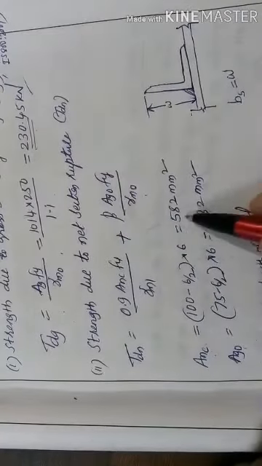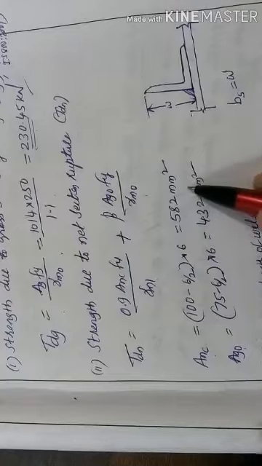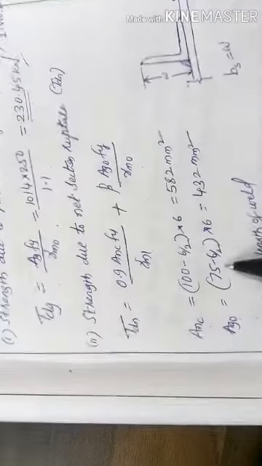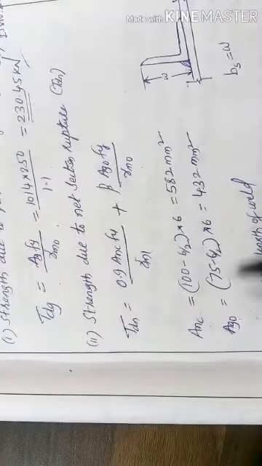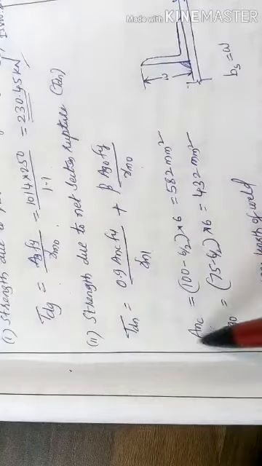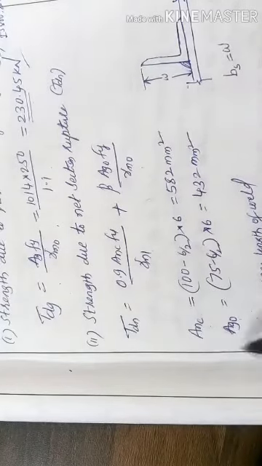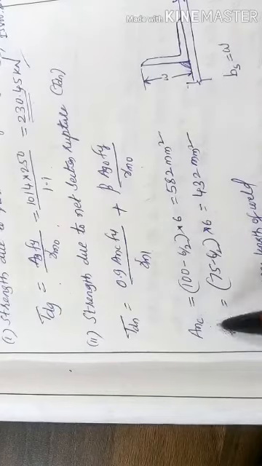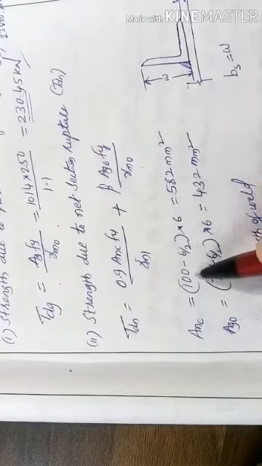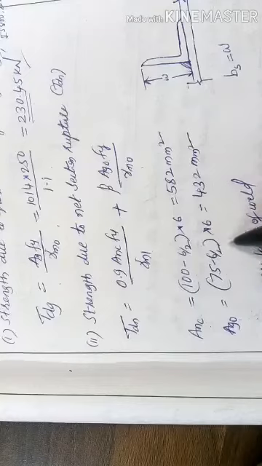For the connected leg you have to take (100 minus 6 by 2) into 6, which is 582 mm square. Then the outstanding leg is (75 minus 6 by 2) into 6. How this comes, I explained in an earlier lecture, so please go through that lecture. You will come to know how this 100 minus 6 by 2 and 75 minus 6 by 2 come.